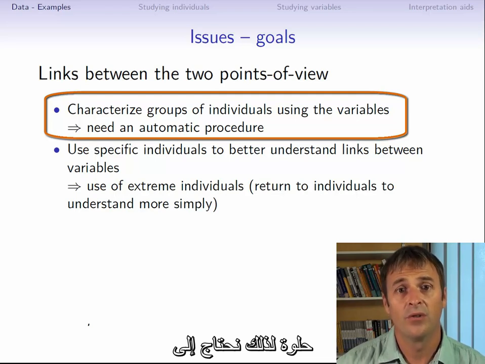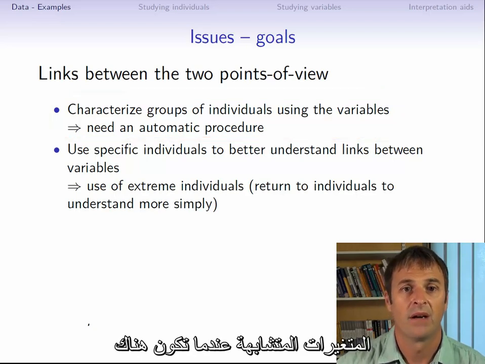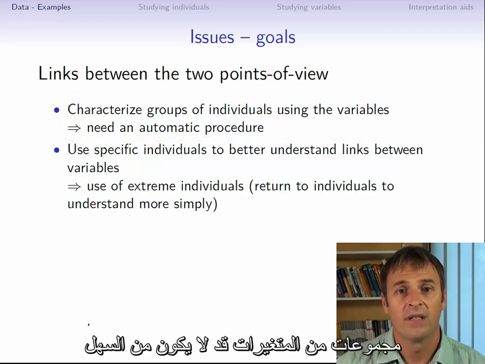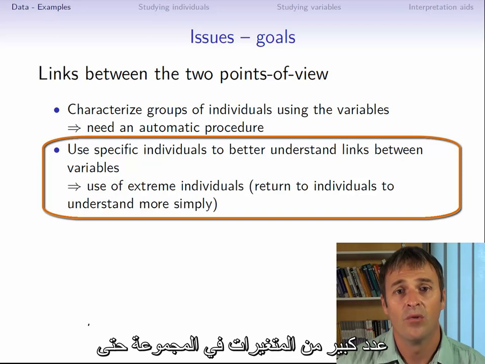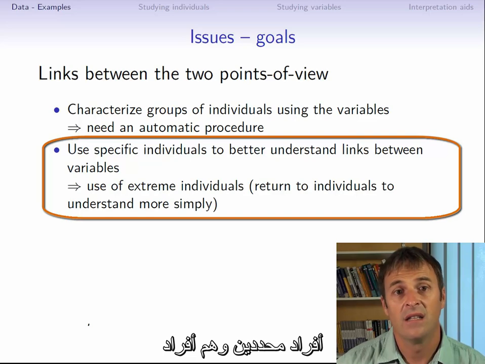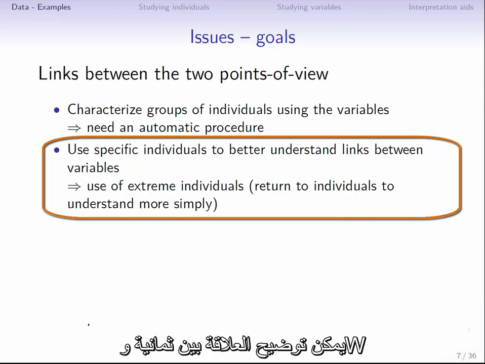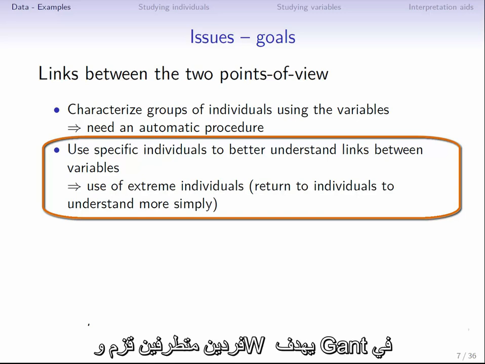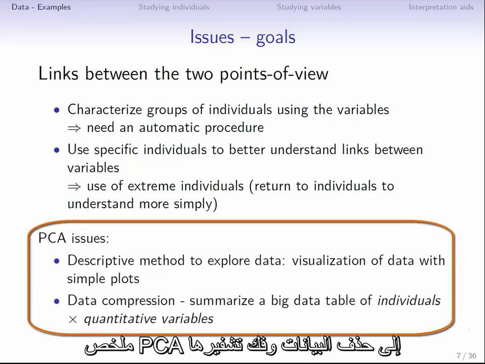So for this, we need an automated method, especially if we have a lot of variables. Similarly, when there are groups of variables, it may not be easy to interpret the relationships between a large number of variables in a group, so we could think about making use of specific individuals, that is, individuals who are extreme with respect to these relationships. For example, the connection between height and weight could be illustrated by the contrast between two extreme individuals, a dwarf and a giant. In summary, PCA aims to delve into and decrypt data.